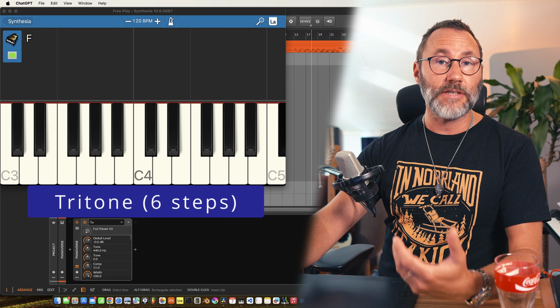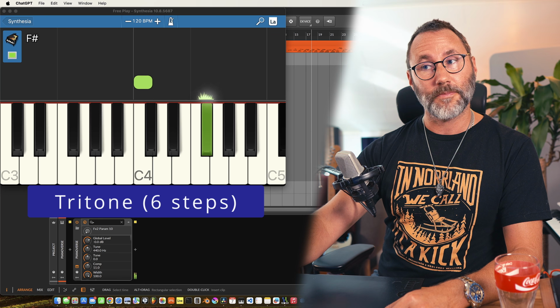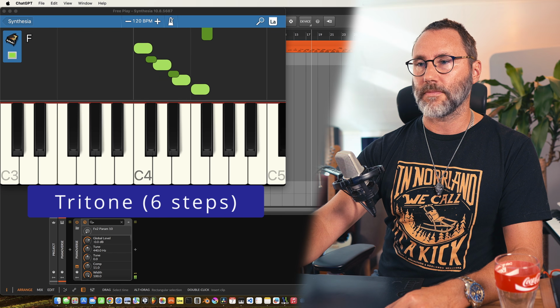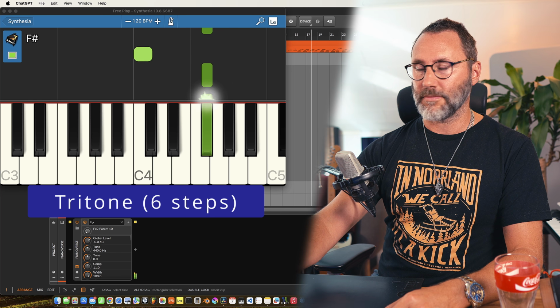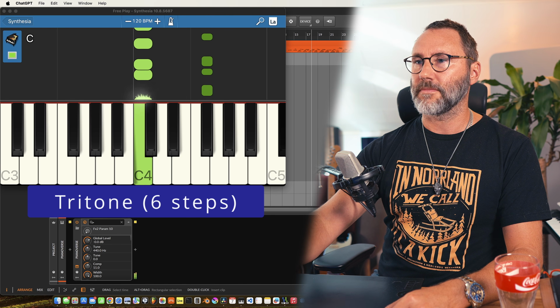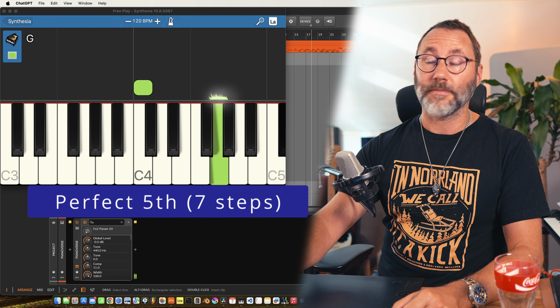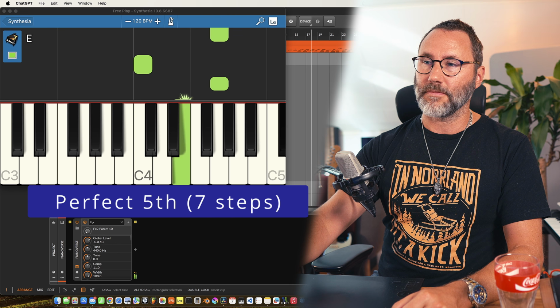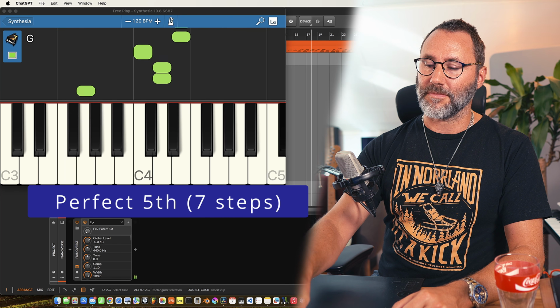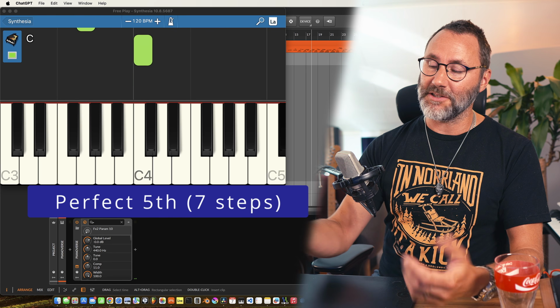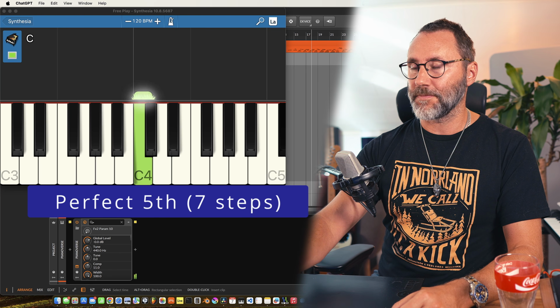The next one is called the tritone, and that's a very common interval if you're doing horror scores or suspenseful cues. And that's 6 steps away from our root note. Next interval is perfect fifth. So that's the tune that I connect with the perfect fifth.